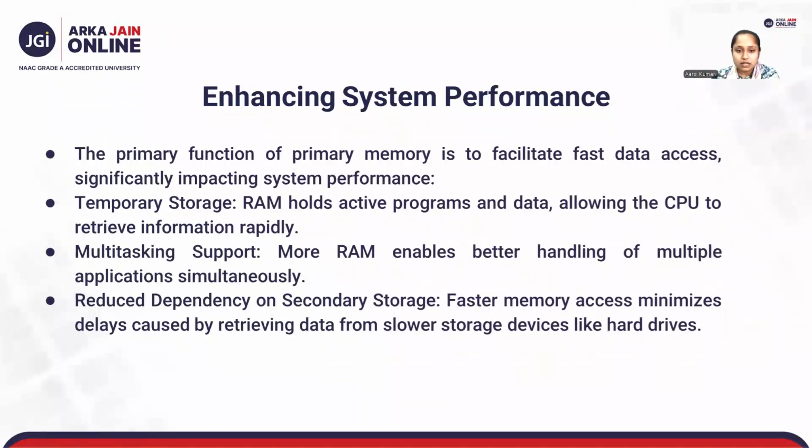Enhancing system performance. The primary function of primary memory is to facilitate fast data access, significantly impacting system performance. Temporary storage: RAM holds active programs and data, allowing the CPU to retrieve information rapidly. Multitasking support: more RAM enables better handling of multiple applications simultaneously. Reduced dependency on secondary storage: faster memory access minimizes delays caused by retrieving data from slower storage devices like hard drives.